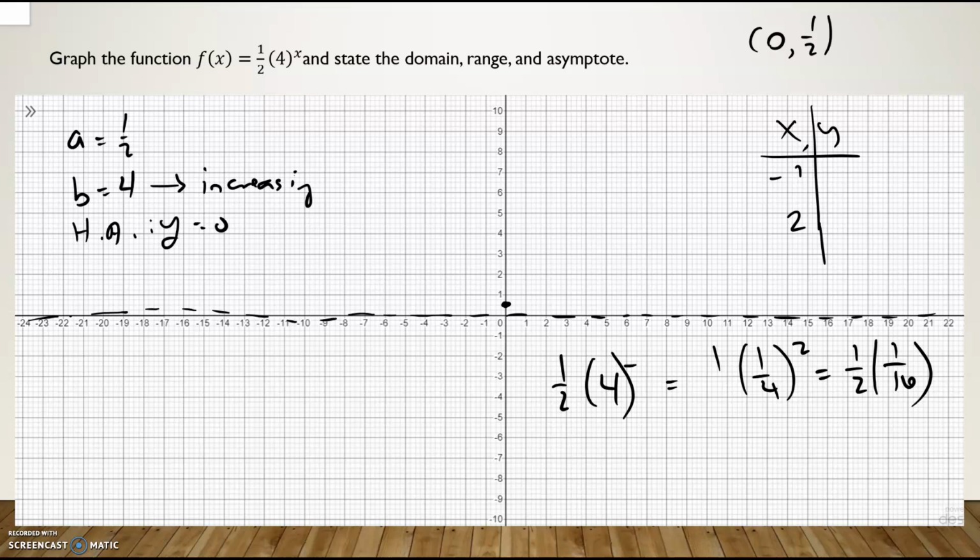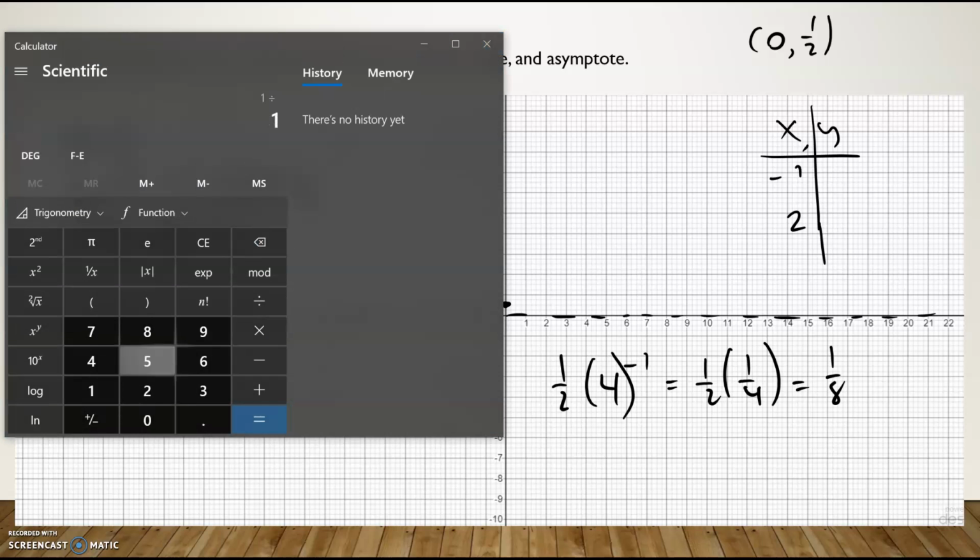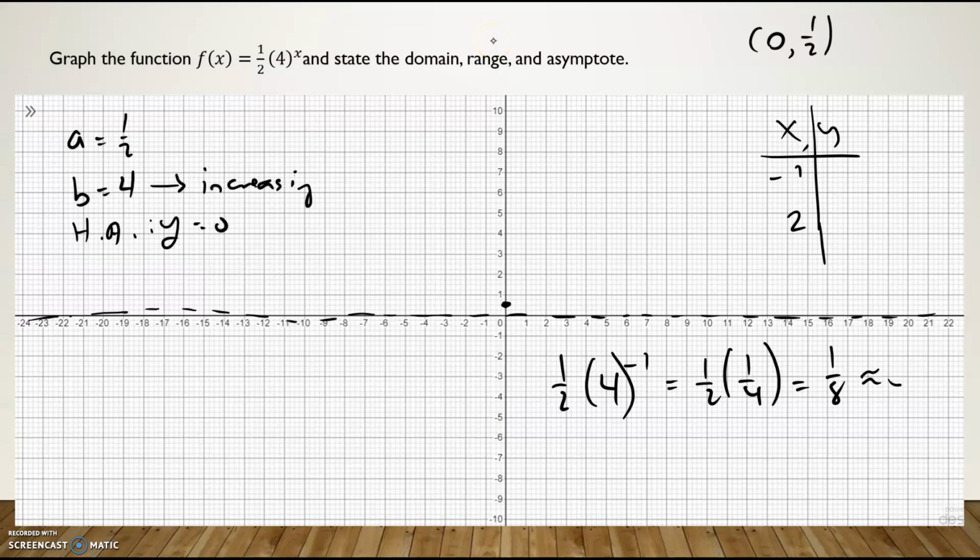Okay, so we'll get rid of these. And these might be too small as well. We might have to get a couple points on the other side. Okay, so this will be 1/2 times 1 over 4. That will be 1 over 8. So essentially 1 over 8, 1 divided by 8. That's about 0.125. Those are a little bit small, but let's look at 2.